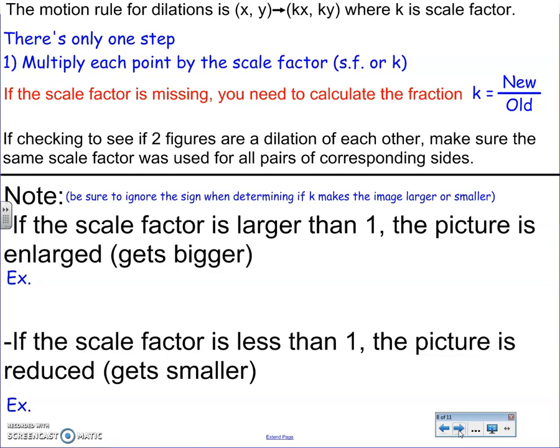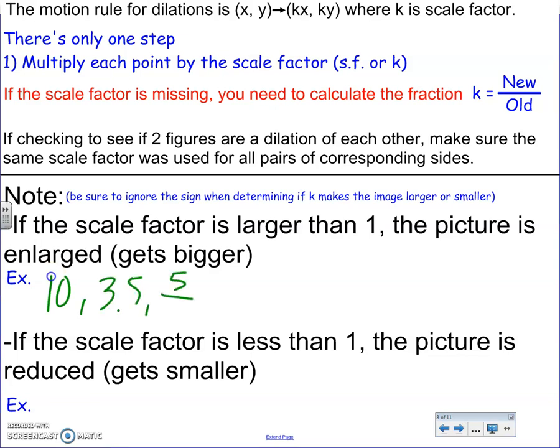If one's different, then that is not a dilation. Note, be sure to ignore the sign when determining if k makes the image larger or smaller. If the scale factor is larger than 1, the picture gets bigger. For example, 10, I'm multiplying by 10, of course it's going to get bigger. Multiply 3.5. I could do a fraction, 5 over 4.